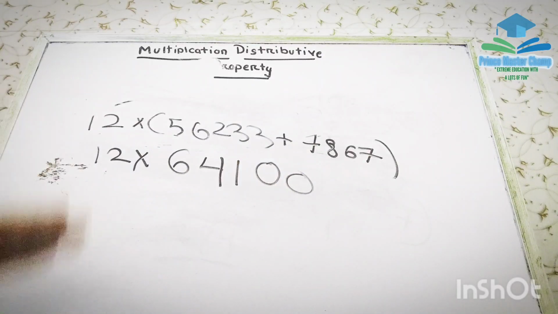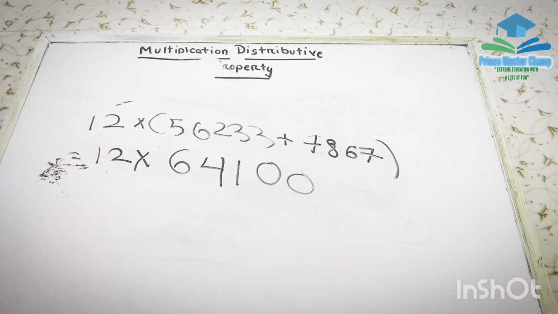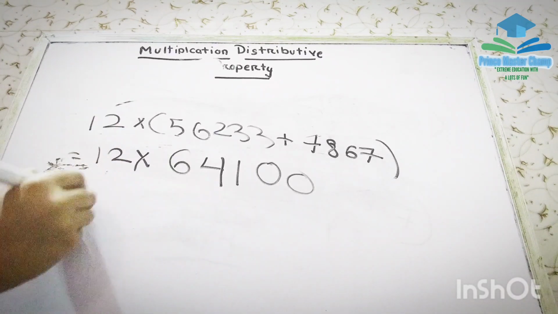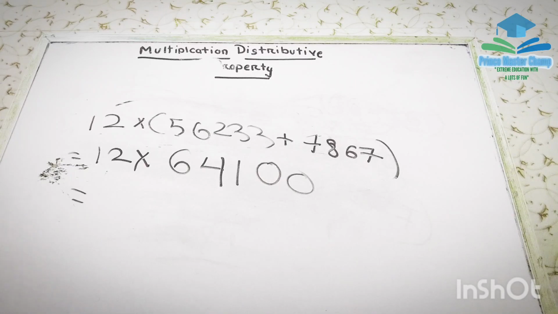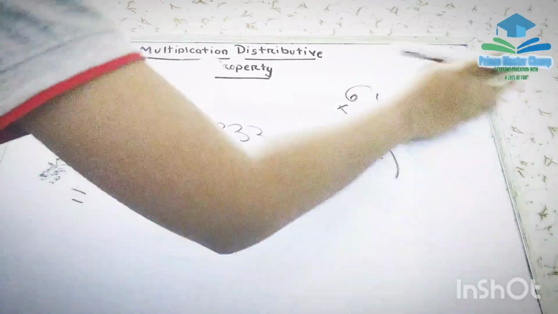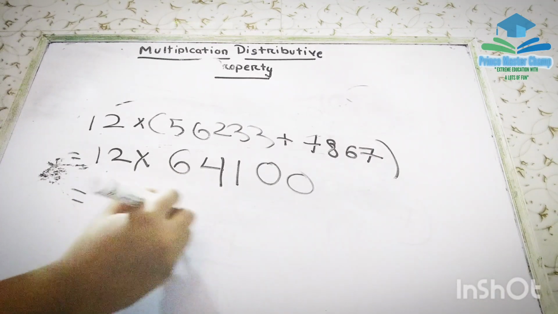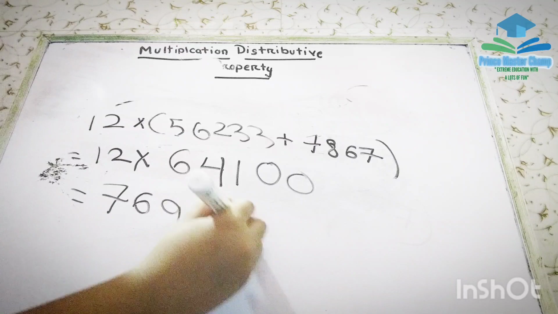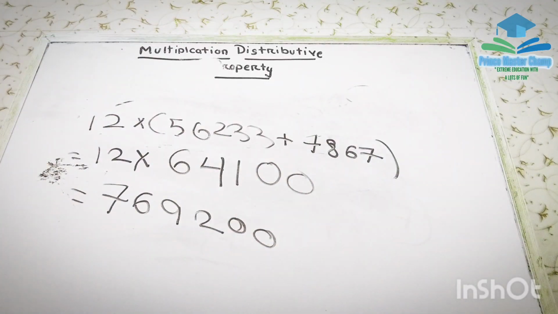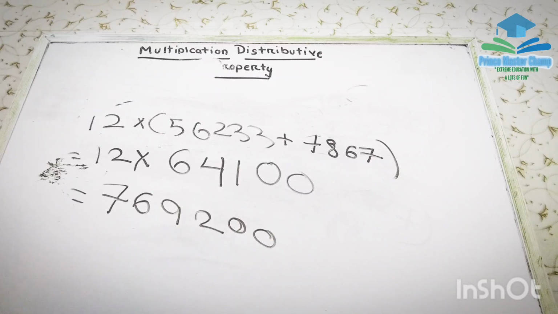Okay, now after we get this much, what we need to do is go to the next step, which is that now we need to multiply these two numbers. That's very simple to do. So just multiply 641 into 12. Okay, so our multiplication answer is 769,200. I hope you understood how we found the answer of this question.